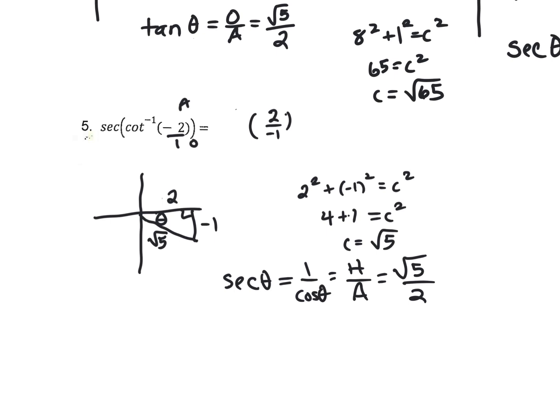Did you get it? Square root of 5 over 2? Make sure. Same steps every time. The hardest part's going to be on ones like this, figuring out which one gets the positive and which one gets the negative, isn't it? And that's based on the quadrant. Okay?